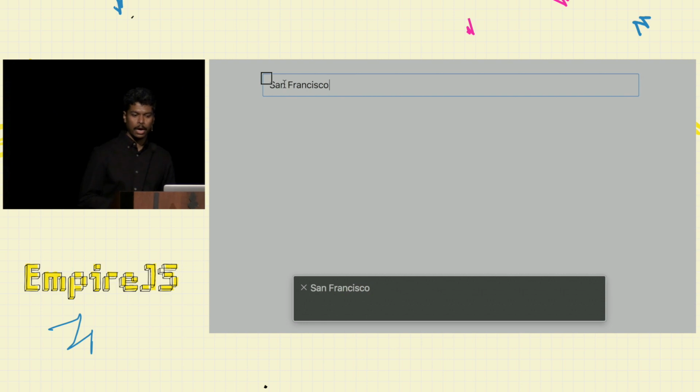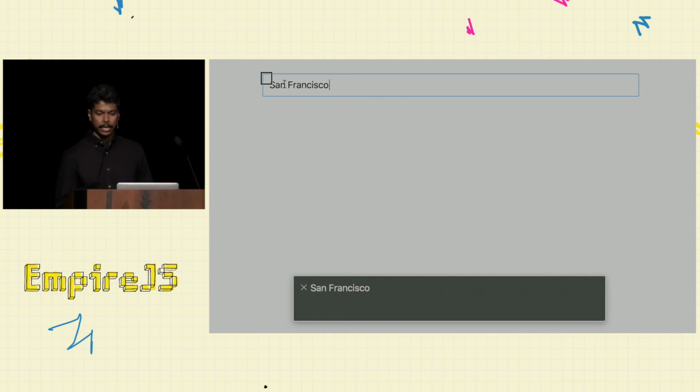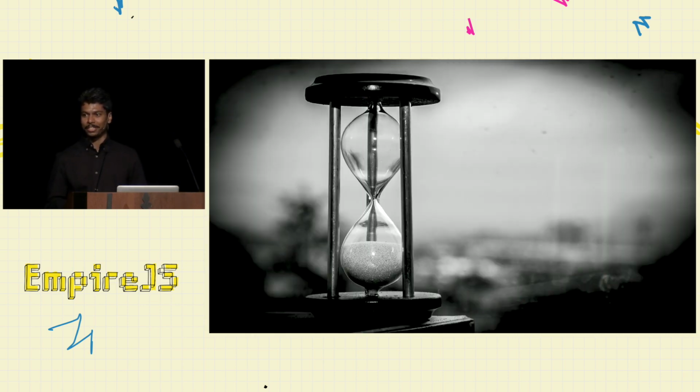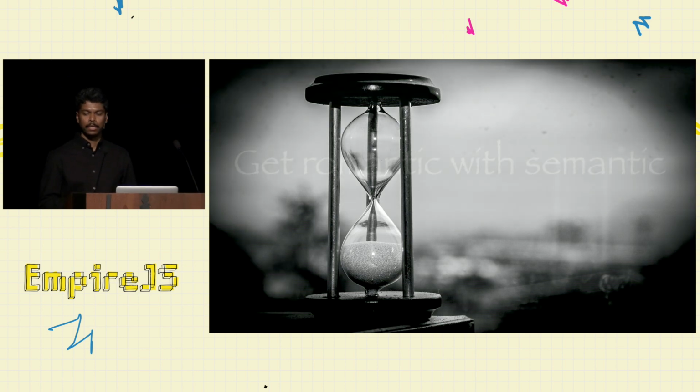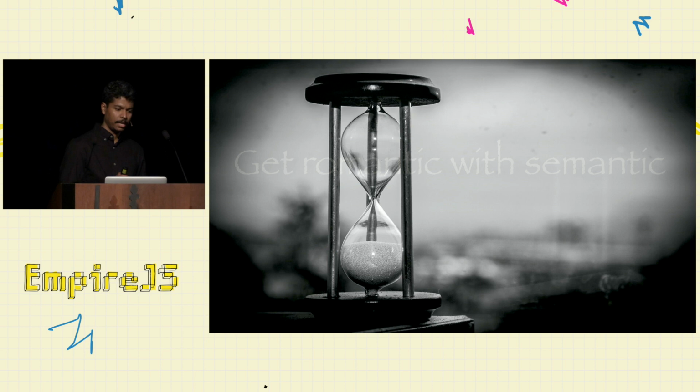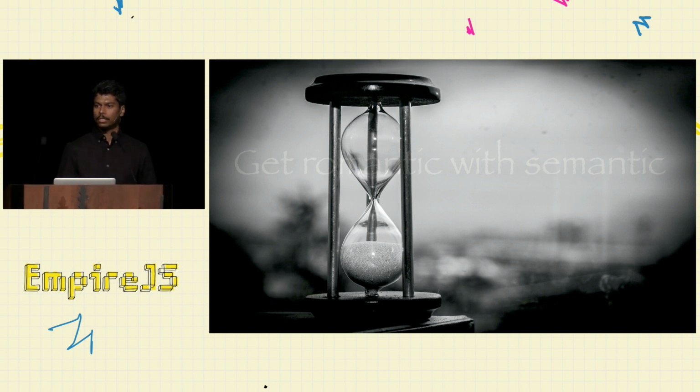So the credit goes to ARIA Live Region and ARIA Active Descendants. When I talk about accessibility, I really get excited, and I can continue speaking about accessibility. But the clock suggests that it's time for me to pause. But if I could summarize this whole presentation in 2 sentences, they would be: get romantic with semantics, and focus on focusing.